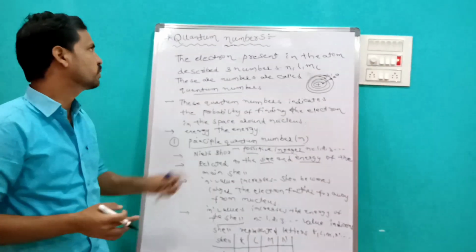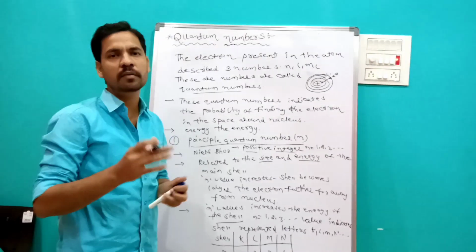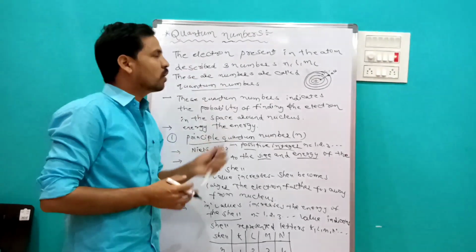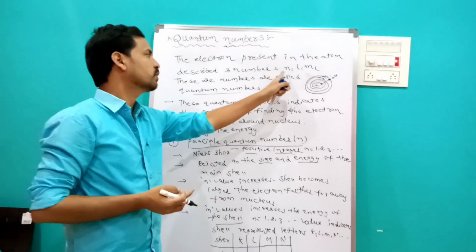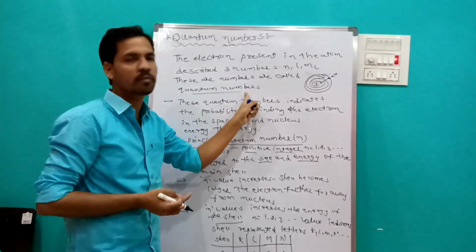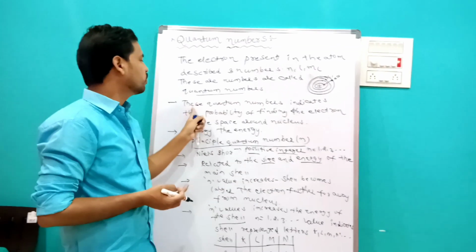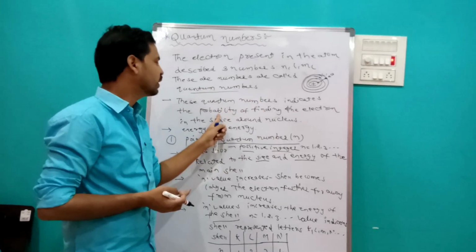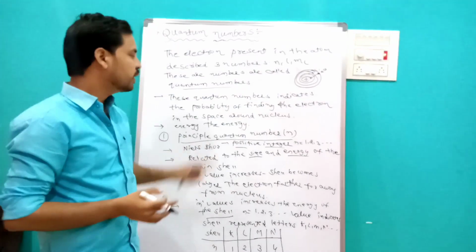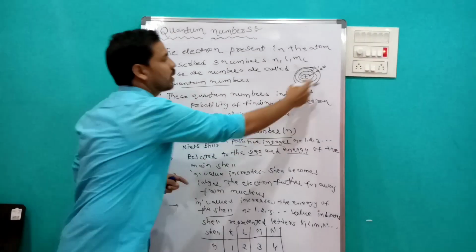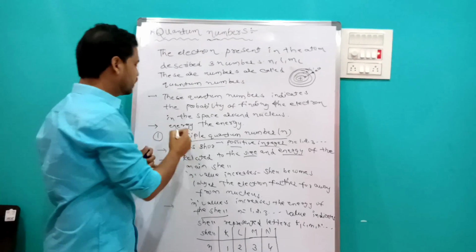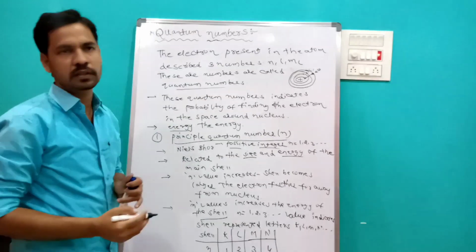Let us recall once. What are the quantum numbers? The electron present in the atom is described by how many numbers? Three numbers. What are those three numbers? n, l and ml. These numbers are called the quantum numbers. These quantum numbers indicate the probability of finding the electron in space. Where is that place? That place is around the nucleus. It is also related to the energy of the shell.